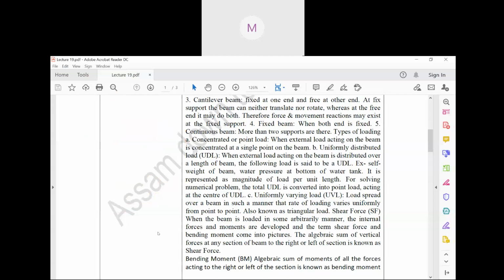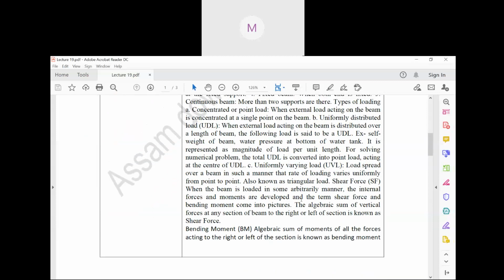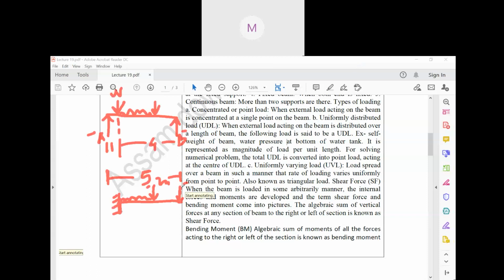Now look, there are two terms: shear force and bending moment. What is shear force? Suppose it is given in the definition. When the beam is loaded in some arbitrary manner, some internal forces and moments are developed in the beam.